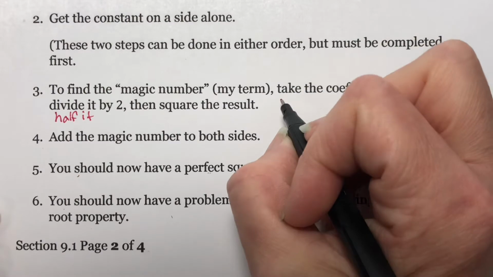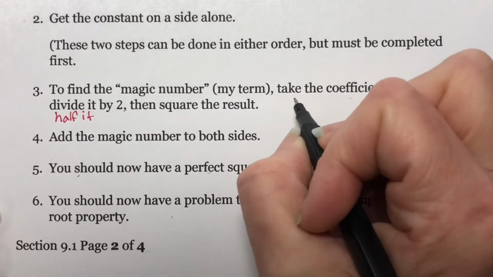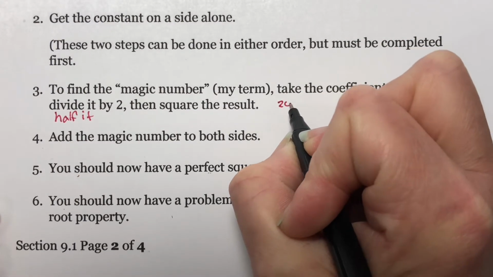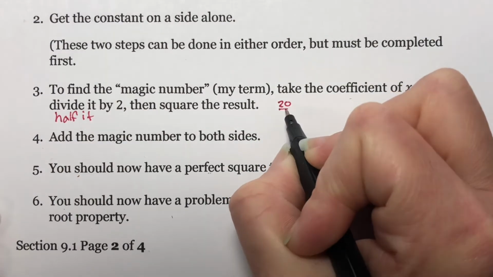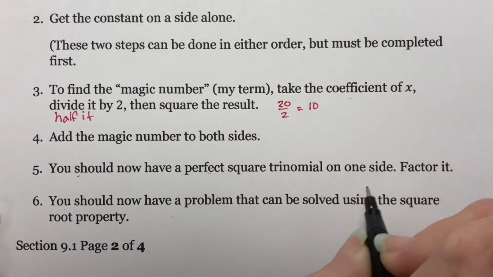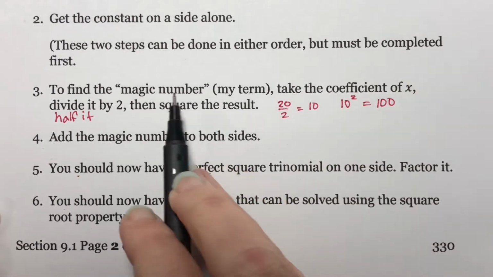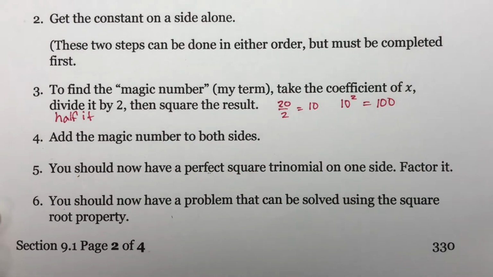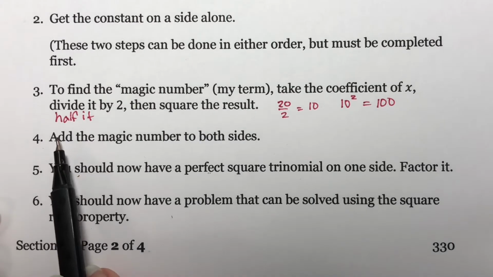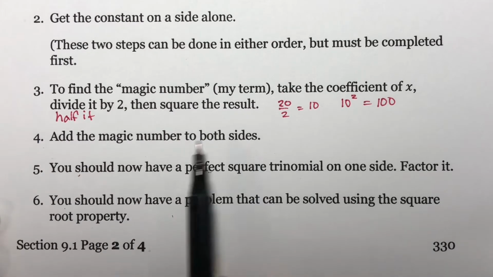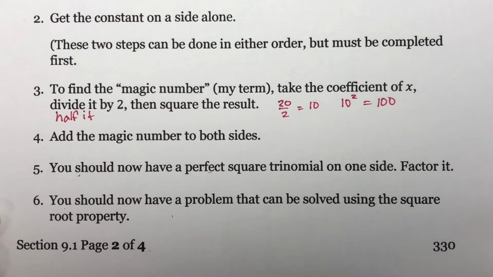So, for example, if the coefficient is, let's say, 20, then we're going to divide that by 2 to get 10, and then we're going to take 10 and square it to get 100. So our magic number in this case would be 100. We're going to add this magic number to both sides. We're allowed to add any number to both sides of an equation.